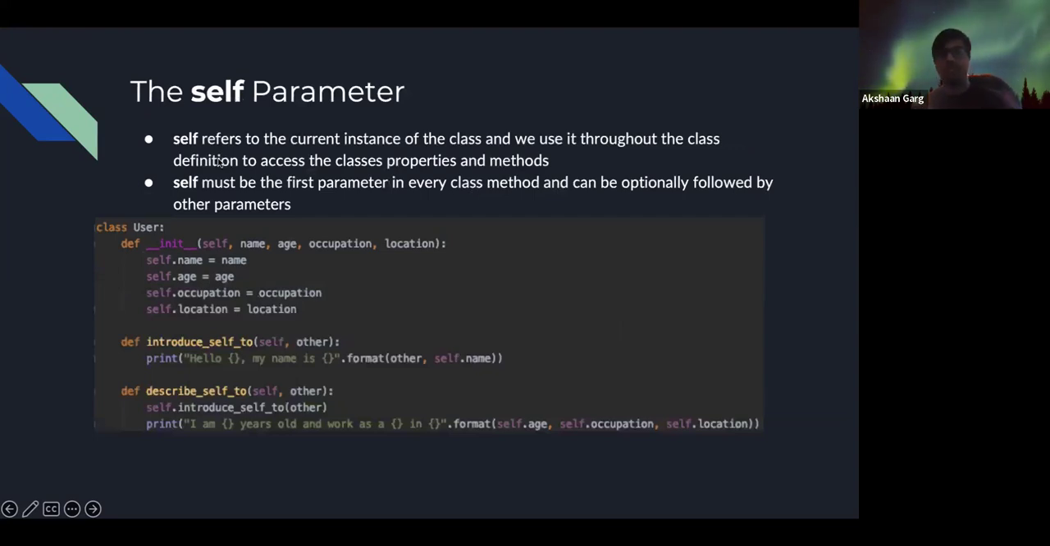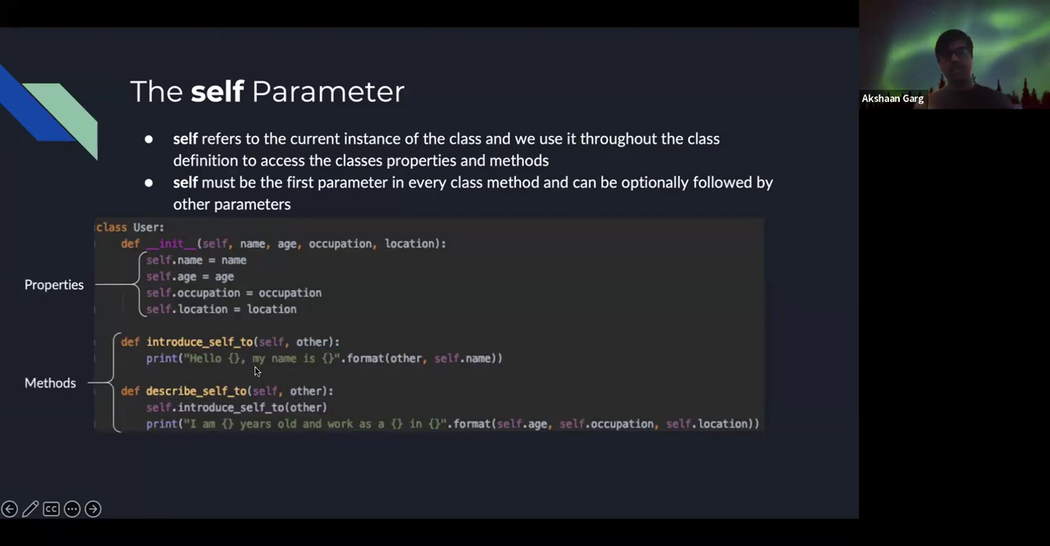So what is the self parameter? Let's have another look at that. Self refers to the current instance of the class, and we use it throughout the class definition to access the class properties and methods, right? So within the class definition, you will have various functions, right? So you might even want to use functions within functions. And to do that, you would use the self keyword followed by a dot, and then you can use the method inside, right?